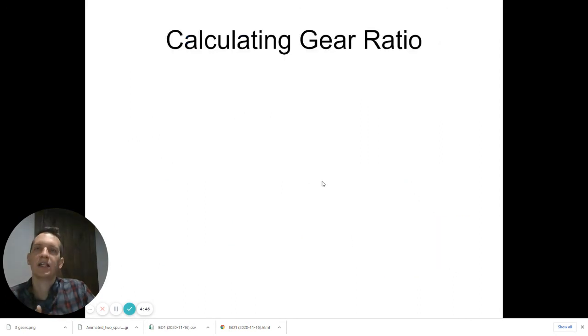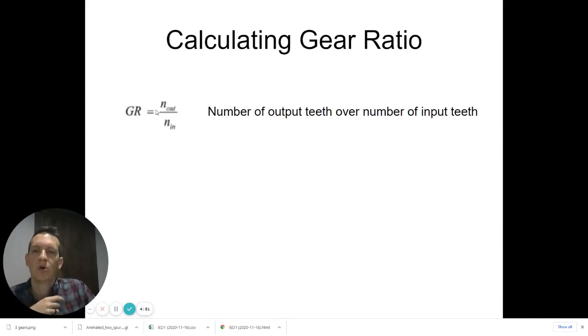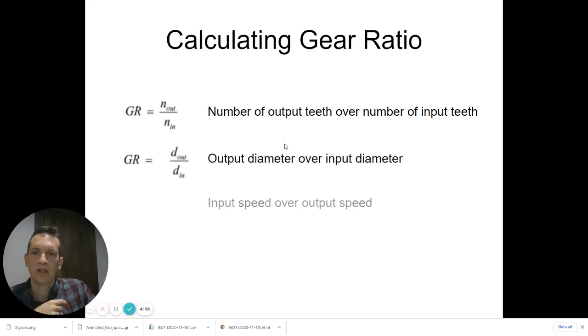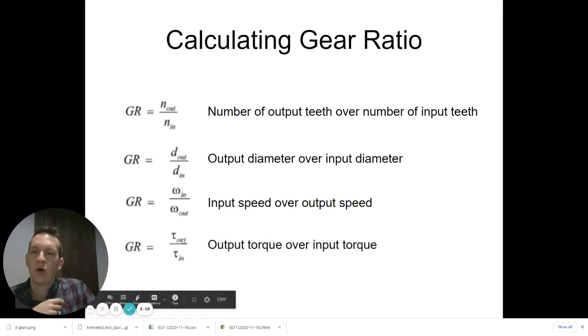That's another thing that's kind of confusing, and we will get more into that later. So how do you calculate gear ratio? It's very close to mechanical advantage. The number of teeth out over the number of teeth in is our gear ratio. Or the output diameter over the input diameter. Like I said, we don't really use that. Or, careful here, this one is input speed over output speed. And the torque out over the torque in. So notice all of these are usually out over in, except for input speed.